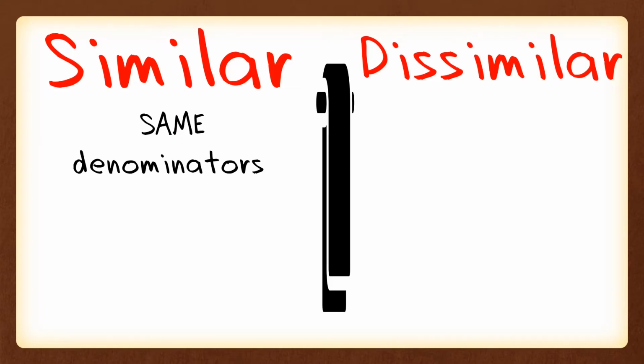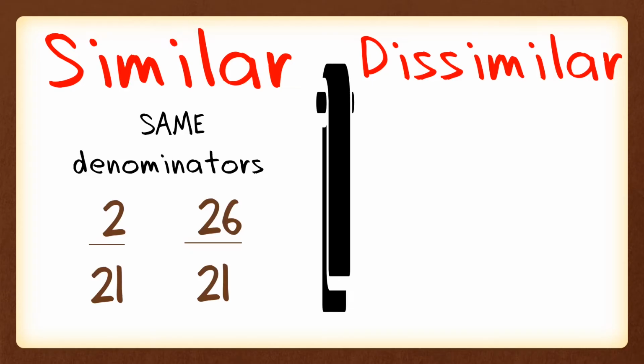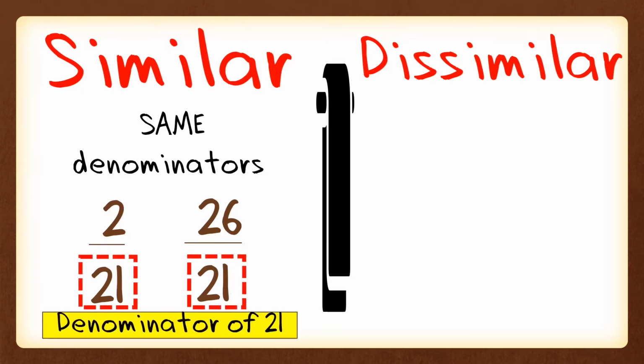So take a look at my example, which is 2 over 21 and 26 over 21. Again, we're just going to look only at the denominator. And the denominator of these two fractions is 21. So 2 over 21 and 26 over 21 are similar fractions because they have the same denominator of 21.